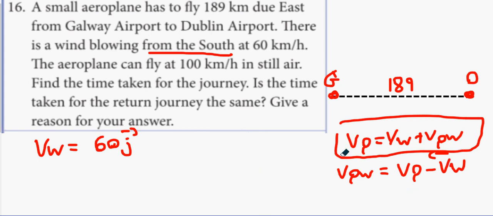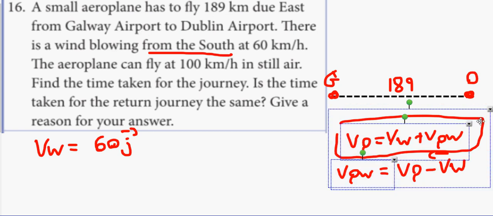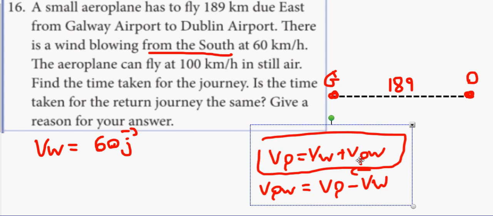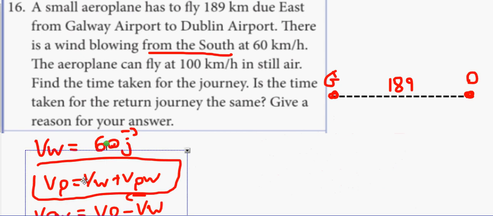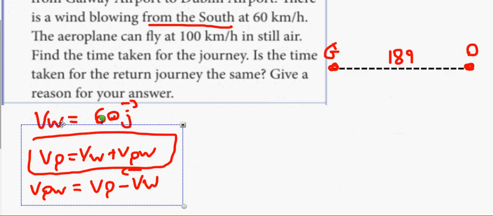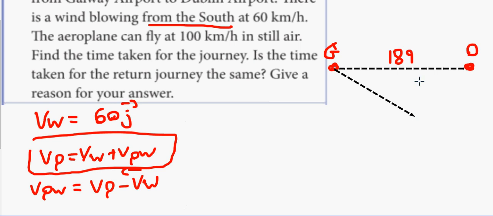Now, back to my diagram. Okay? How are you going to fight off the 60J to make sure that you go all straight across? Yeah, so if it goes 60 north, I'm going to aim down this way, so that I'm actually going 60 south. Does that make sense? 60 south, 100 in this direction.